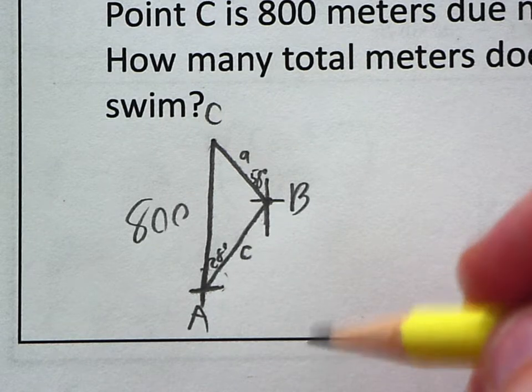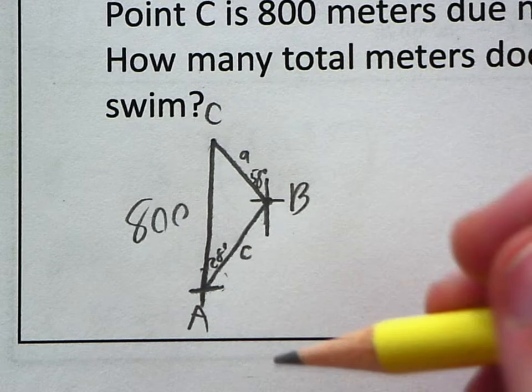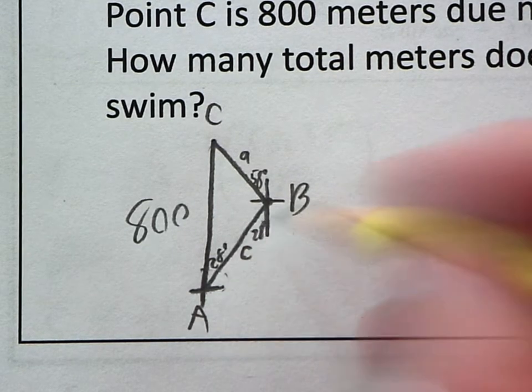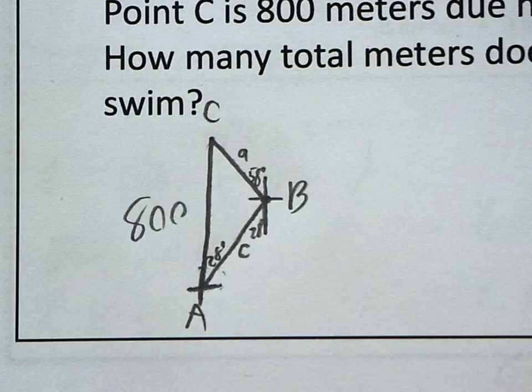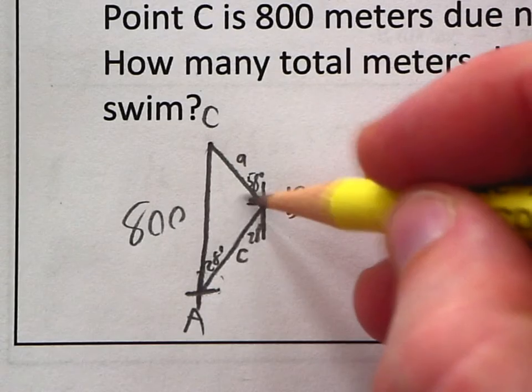Alternate interior angles. The idea is the north-south lines are both parallel, right? This acts as a transversal, so this is also 28 degrees. It wouldn't be 58 because that's vertical angles. Okay? So that's 28 degrees, which means this whole angle here is what?